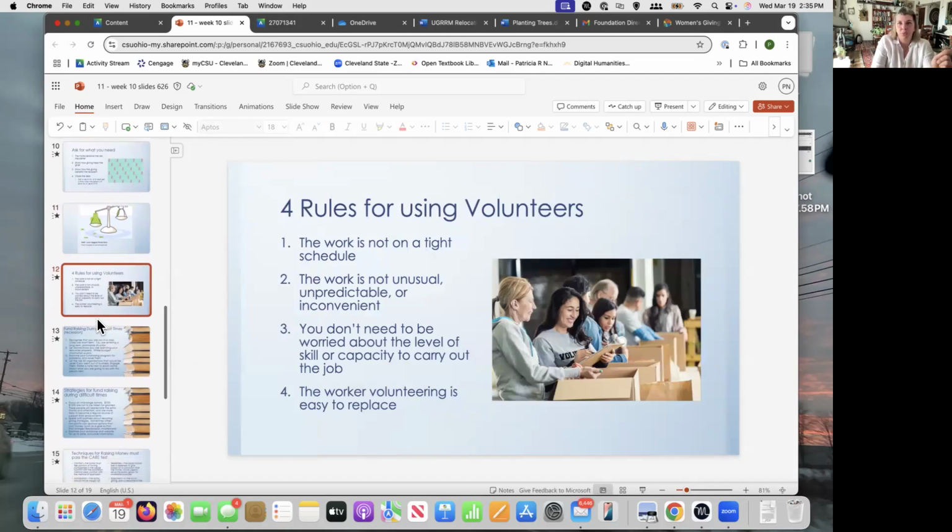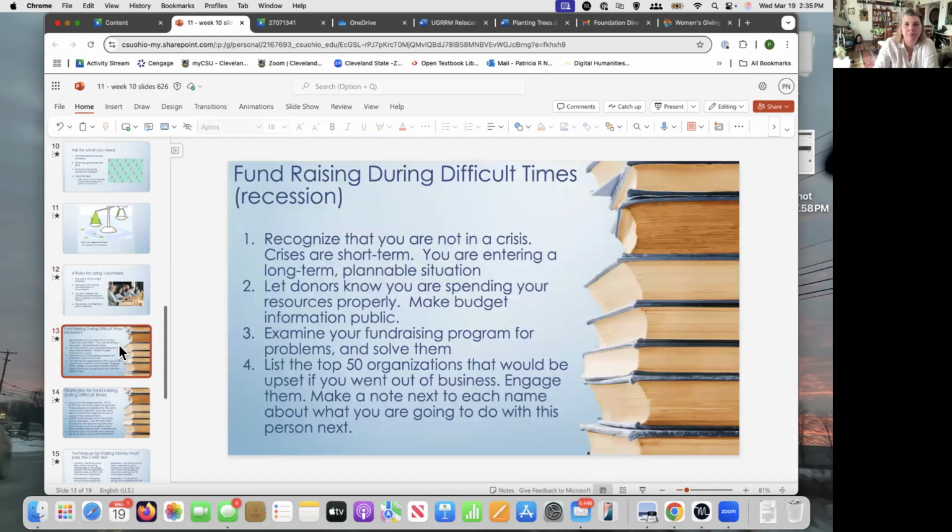When do you want to use volunteers? When you do not have a pressing deadline that you definitely need everyone to be skillful and show up for. If it's something that's pretty predictable, that people can anticipate what they will be doing when they arrive. You don't need to worry about skill level, and you don't have to worry about spending too much of your time training. And if the volunteer worker is easy to replace, they can get someone to fill in if they must.